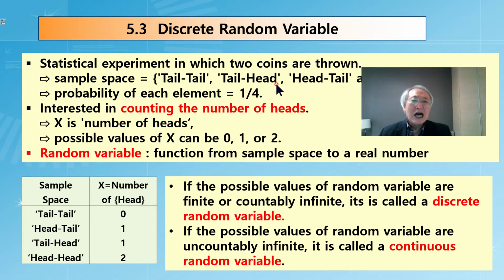A function from the sample space to real numbers, in general, we call a random variable. Depending on how many elements are in the sample space, we can say how many possible values the random variable has. You can say that this is a discrete random variable. If the possible values are continuous, then we call it a continuous random variable, which we will discuss in the next section.